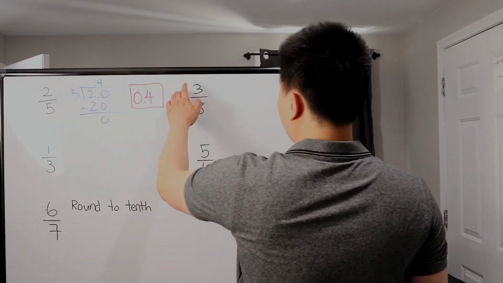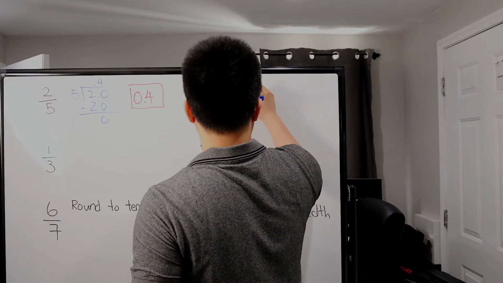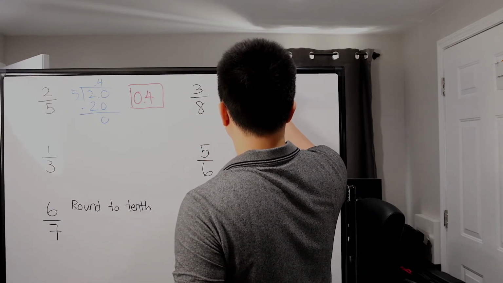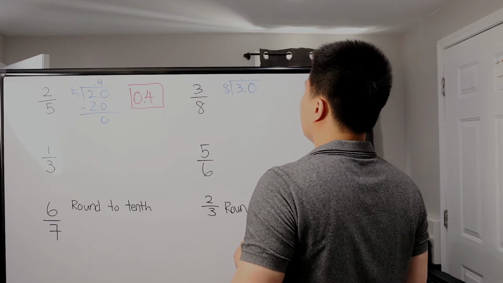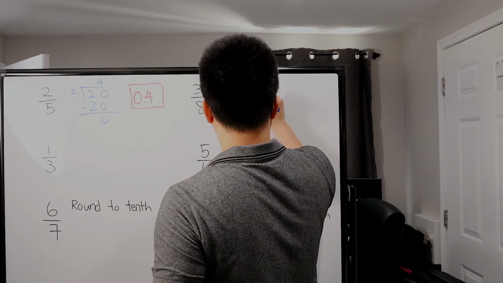Excellent. Now, let's work on the next one. 3 over 8. Well, 8 is going to be on the outside, 3 is on the inside. 8 can't go into 3, so decimal, decimal, 0. So it's almost like 30. 8 goes into 30 three times, we have 24.